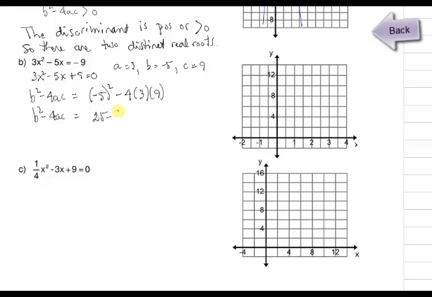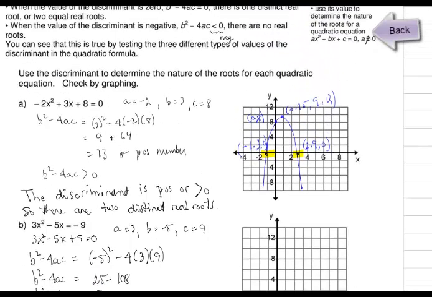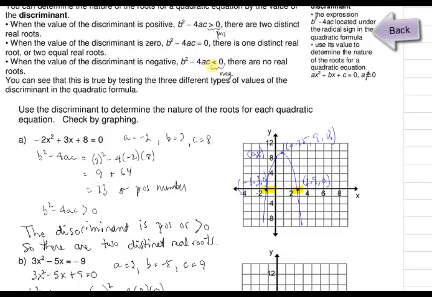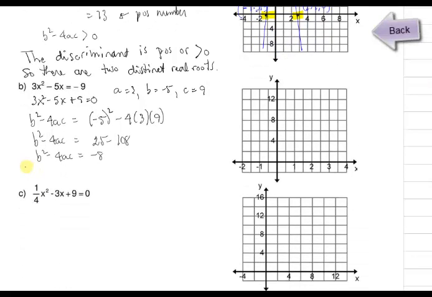and so I can see that b squared minus 4ac is going to be 25 minus 108, and so b squared minus 4ac is equal to negative 83. If you go back up to here, negative 83 is a negative number, so when we get a negative number, in other words, b squared minus 4ac is less than 0, we will have no real roots. So the discriminant is negative, or if you like, less than 0, so there are no real roots.